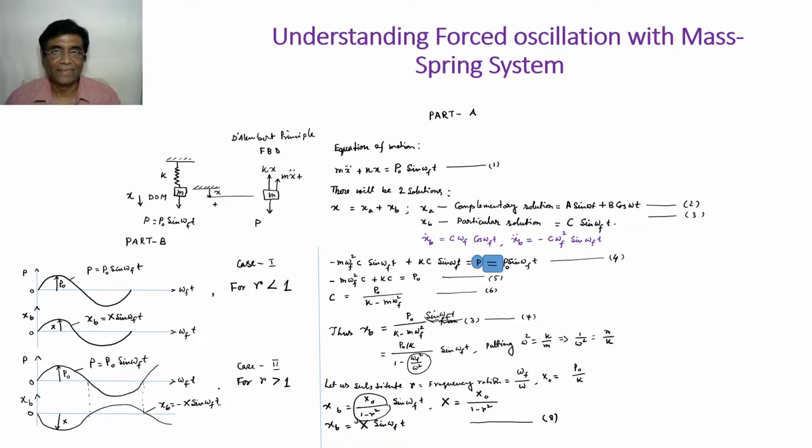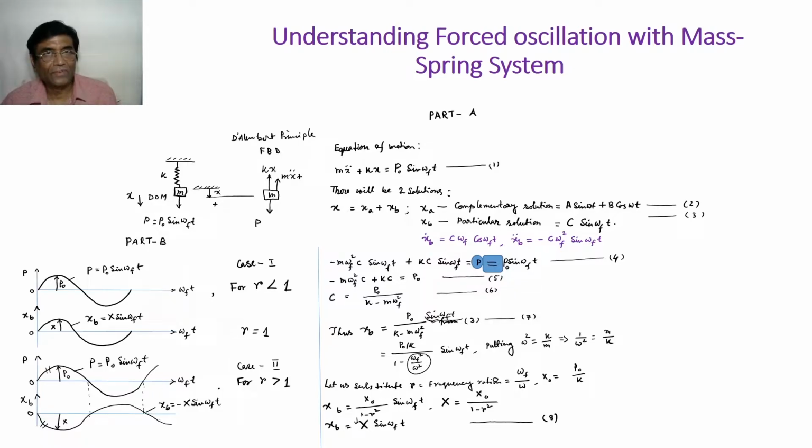Or you can call it xb equals to x0 cosine omega f t. So this is a cosine function and this is a sine function. So this external excitation and the system's response, they are in opposite phase. Just observe from a very simple relation, it is actually an important observation.